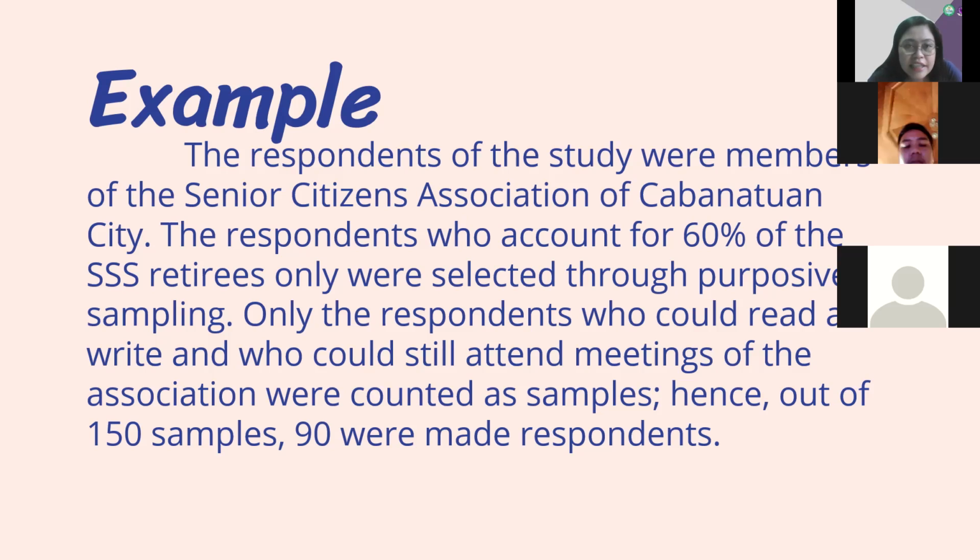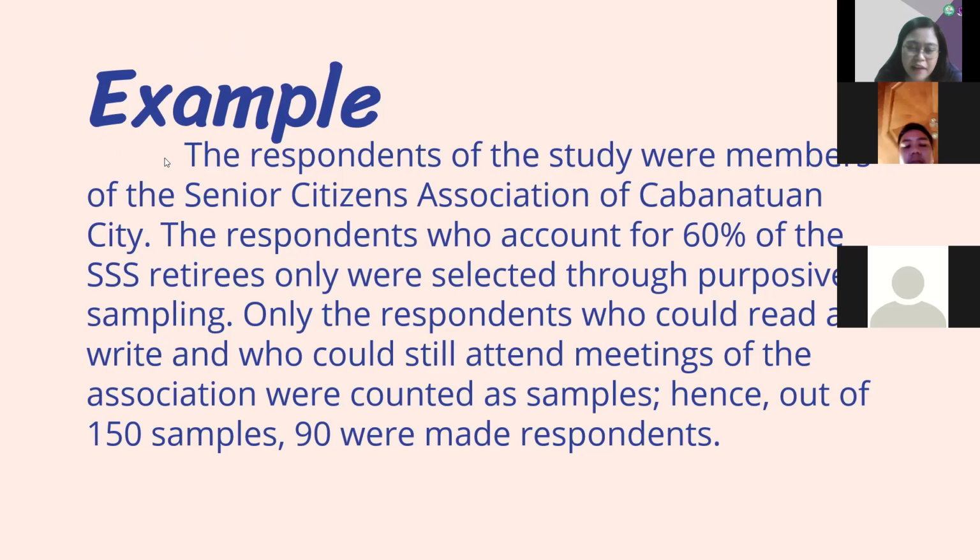So what other criteria do we have aside from being members of the Senior Citizens Association? We have here the respondents who account for 60% of the SSS retirees only were selected through purposive sampling. Though this is in past tense because this study is already done. But for yours, let me remind you that everything will be in the future tense, in your verbs, from the introduction to your methodology, because you are yet to conduct your study.